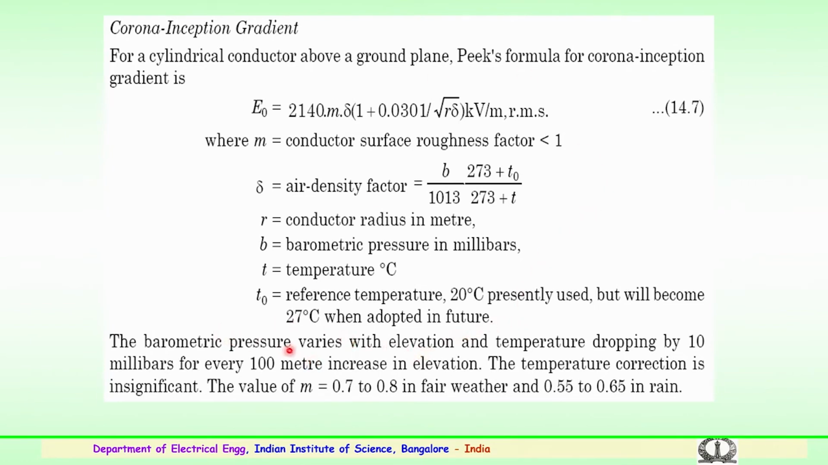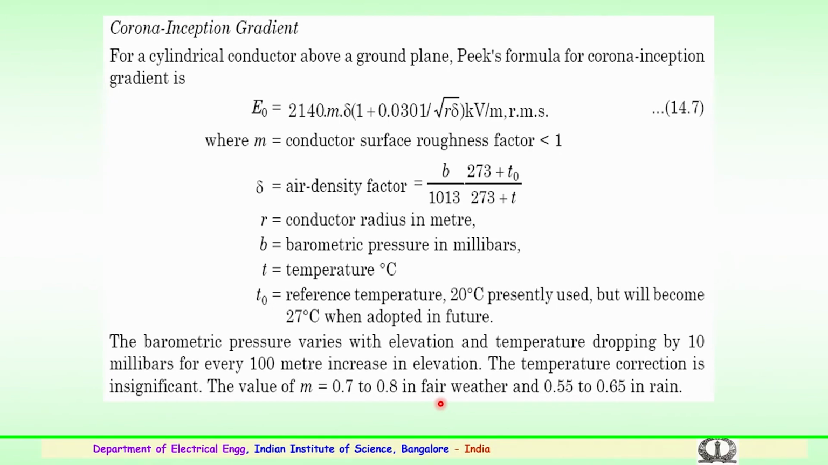So, the barometer pressure varies again with elevation, and the pressure drops by approximately 10 millibars for every 100 meters increase in the elevation. So, the temperature correction is insignificant depending upon the area.